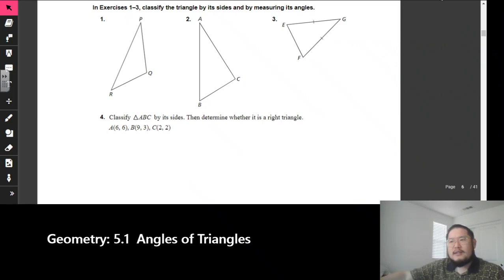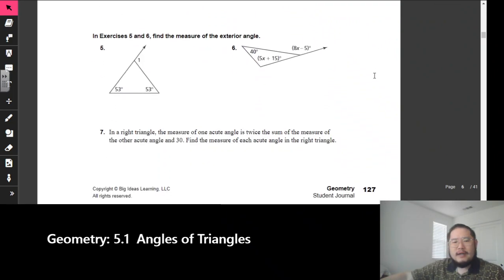Let's move on. Let's take a look next up at number 5. We have, find the measure of the exterior angle. Guess what? There is an exterior angle theorem right here. It says this exterior angle, which is angle 1, is equal to the two non-adjacent angles right there. So if I were to set up my equation, angle 1 is equal to 53 plus 53. So angle 1 is equal to 106 degrees. Just that simple. Let's see if you can do the same with number 6.